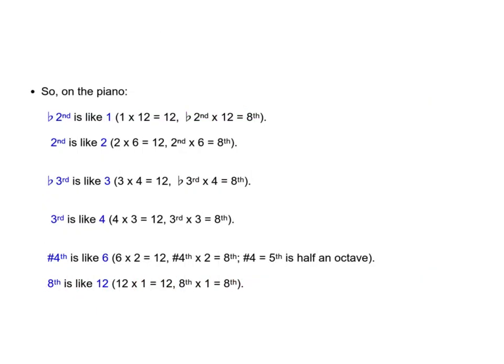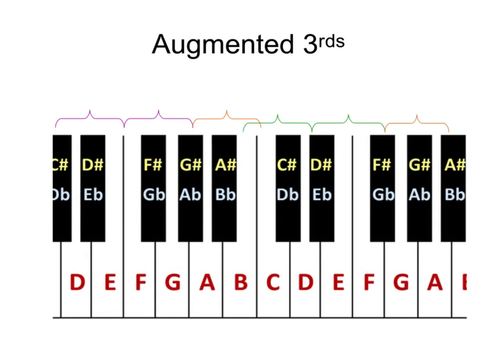A major third is like 4. 4 times 3 equals 12. A third times 3 is an octave. So a major third is a third of an octave. Similarly to the minor third, there are only 4 possible augmented triads. Each one is part of a set of 3 notes, isolated from each other, so 4 sets of isolated groups of 3 notes.